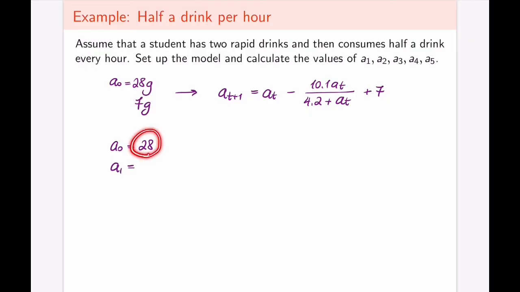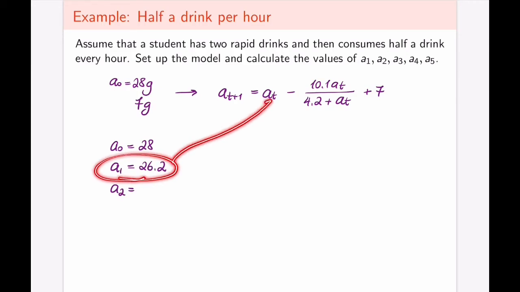What about A1? So how much alcohol is going to be in the system in 1 hour? I'm going to plug in 28 for A_t, or A naught, in all the spots here, and then calculate the total amount. My A1 will come out to be 26.2. Then we're going to do the same for A2. We're going to plug the previous state into A_t in order to calculate the next state, A2, which will work out to be 24.5.